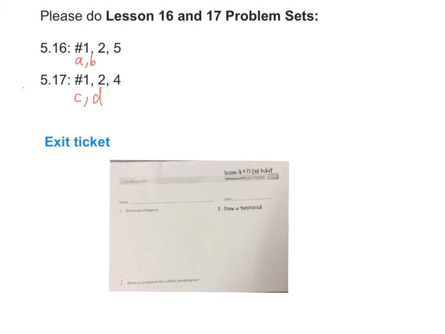Today for the problem set, you are going to do in lesson 5.16, careful, number 1A and 1B. Then you're going to do number 2, but it's only going to pertain to A and B. And then you're going to do number 5. For 5.17, you're going to do number 1C and number 1D. Number 2, which is only going to pertain to C and D. It'll make sense once you look at it. And then number 4. Then you will come get an exit ticket right here and show it to me in exchange for your homework.